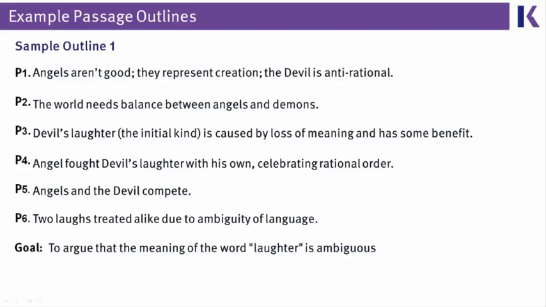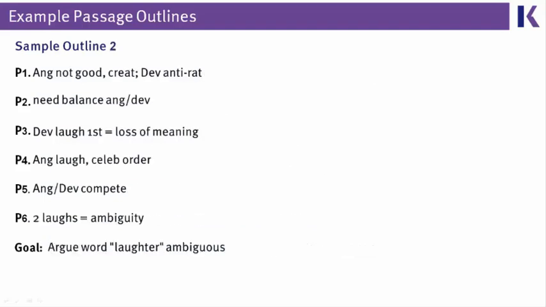If you take a look at sample outline 2, it's actually just the same outline as sample 1, but quite shortened. There's a lot of abbreviations going on, some of the little words are left out, and this is a little bit more of what you want to shoot for on test day, to be able to get at a short, to the point passage outline.